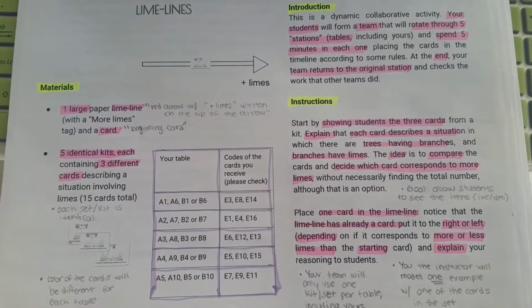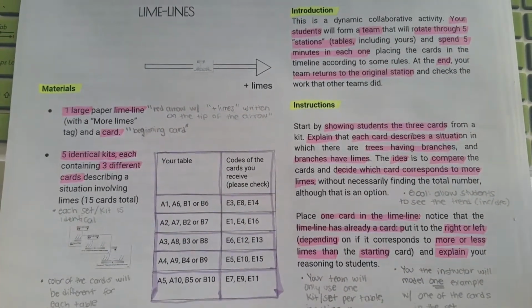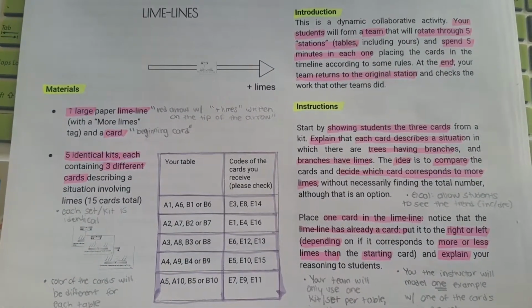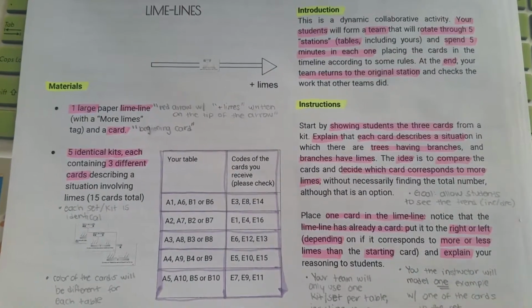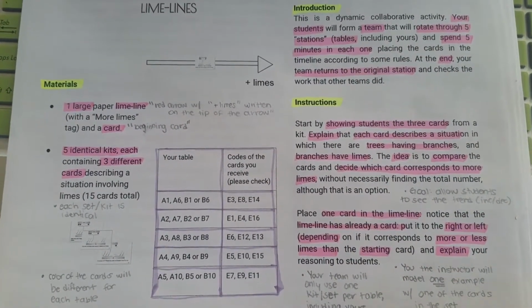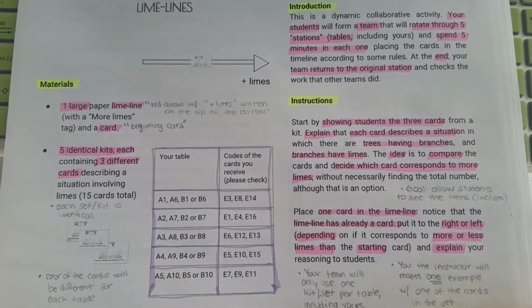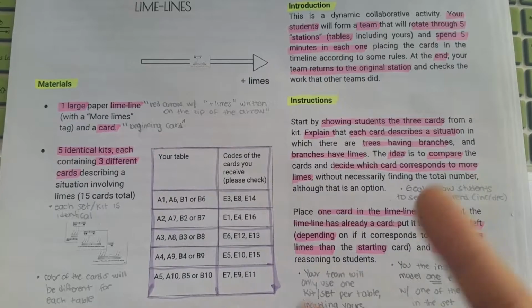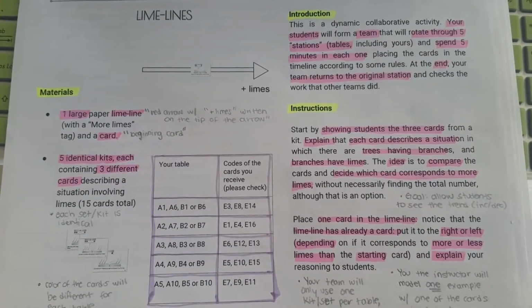And so your team will rotate through 5 stations or tables. So after your table is done placing the 3 cards in your lime line, you would go to the other tables. But remember that your group would only have 5 minutes to place the 3 cards into each lime line in each group. But you will be timed and you will be told when to move.